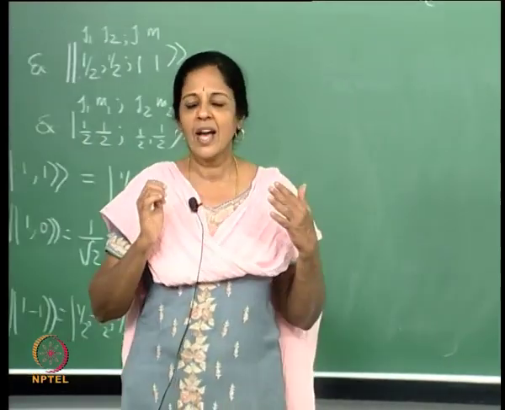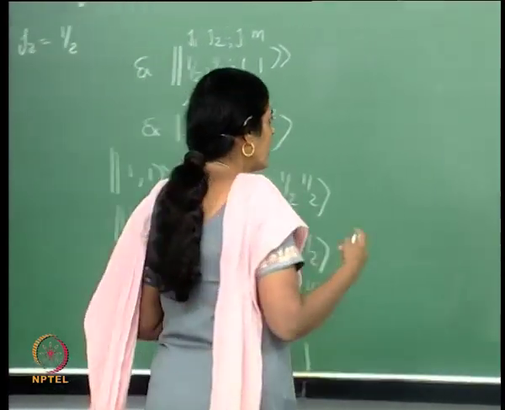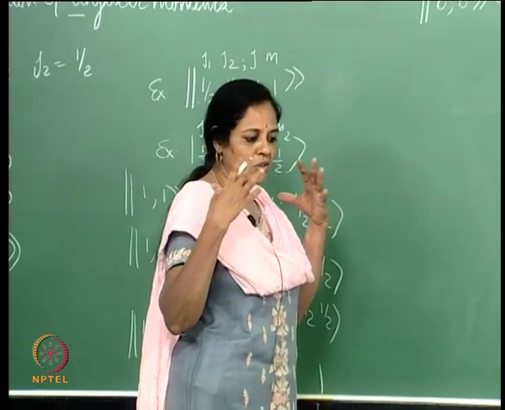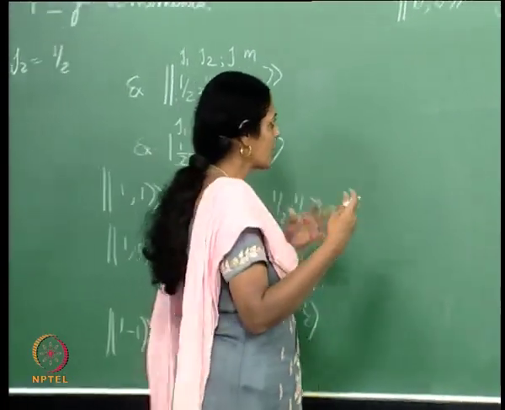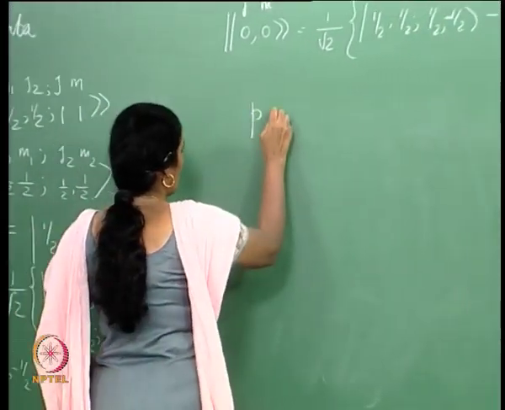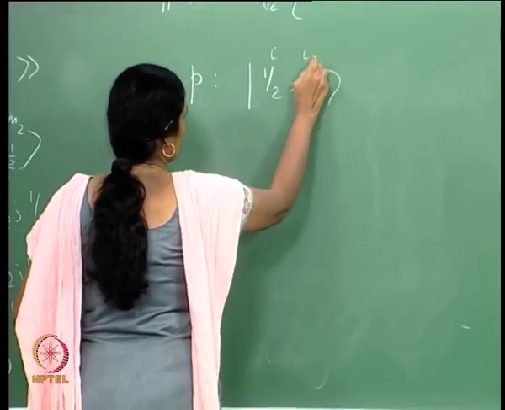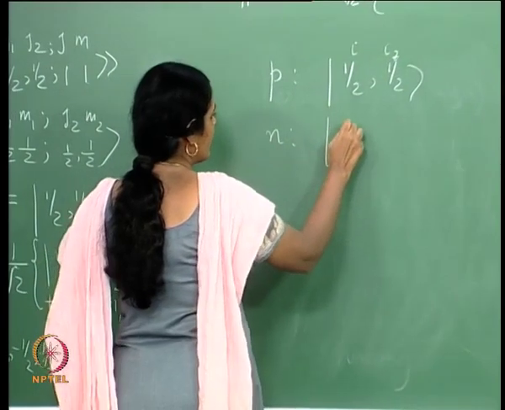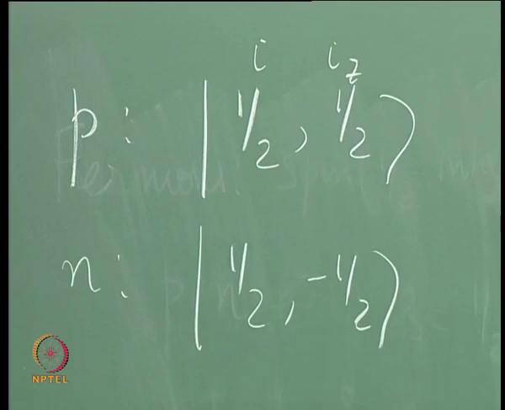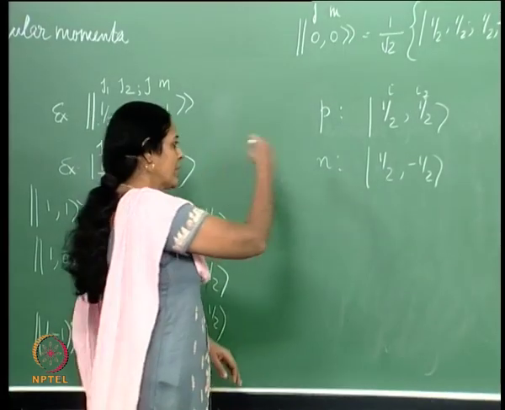So beam 1 has protons and neutrons, beam 2 has protons and neutrons. Now when I look at it as a coupled system, as a composite system of 2 nucleons, of course if I think of them as protons and neutrons, the proton state is half comma half, as I have just now explained. The neutron state is half comma minus half.